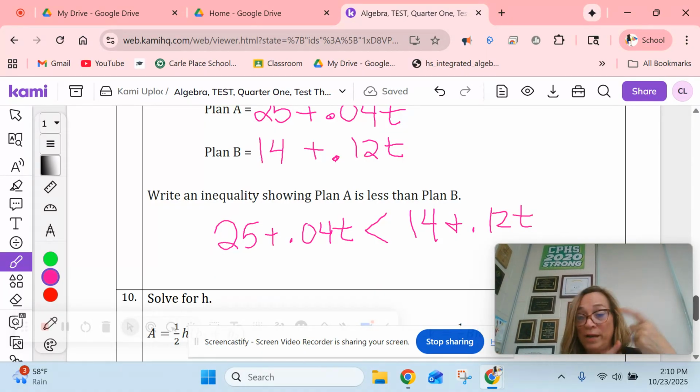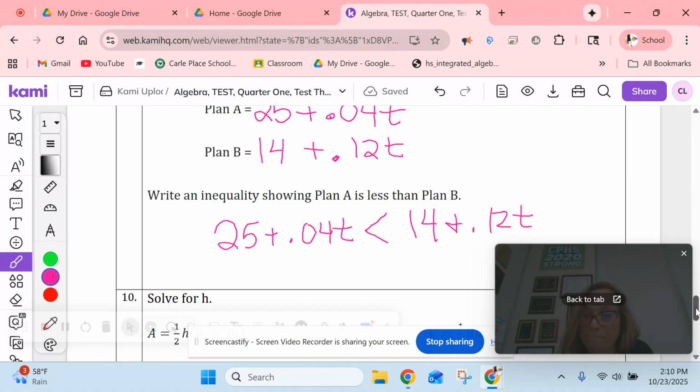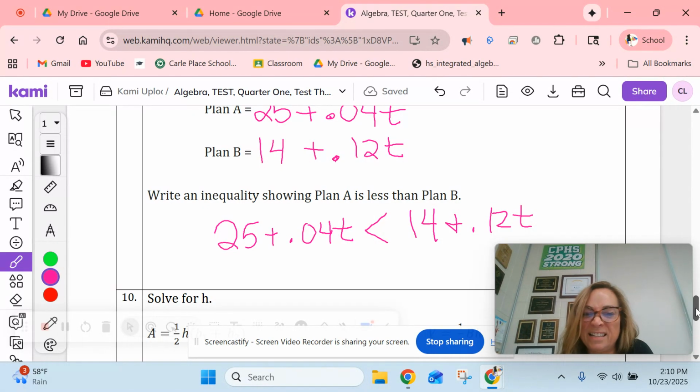Now, if you wrote it where the 25 came second and the 0.04t came first, that's actually probably better because that's slope-intercept form and it's the same thing. Doesn't say to solve, so I'm not going to solve.